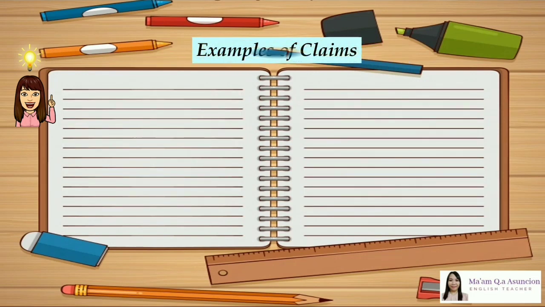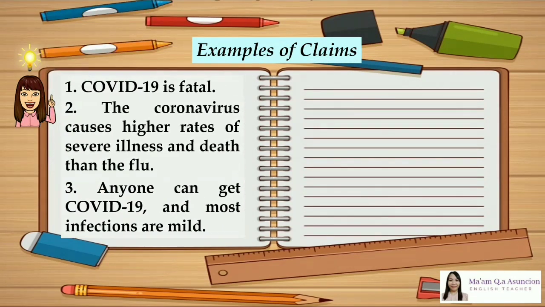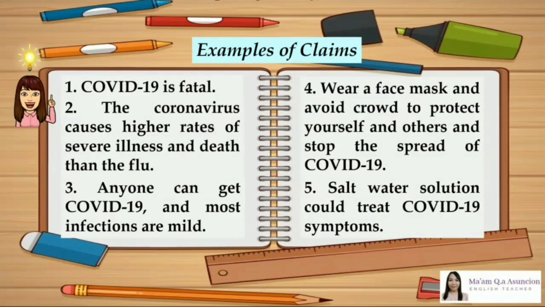Here are examples of claims. Number 1. COVID-19 is fatal. Number 2. The coronavirus causes higher rates of severe illness and death than the flu. Number 3. Anyone can get COVID-19 and most infections are mild. Number 4. Wear a face mask and avoid crowd to protect yourself and others and stop the spread of COVID-19. And number 5. Salt water solution could treat COVID-19 symptoms.